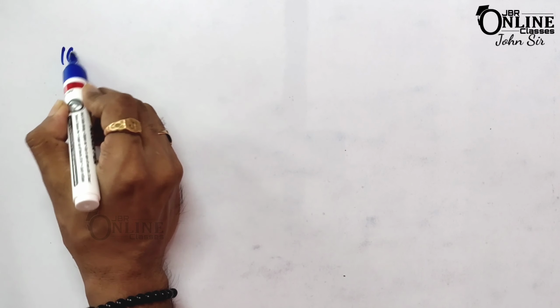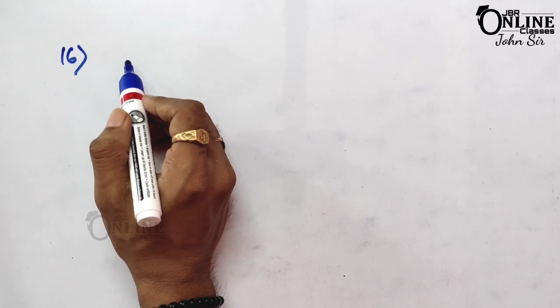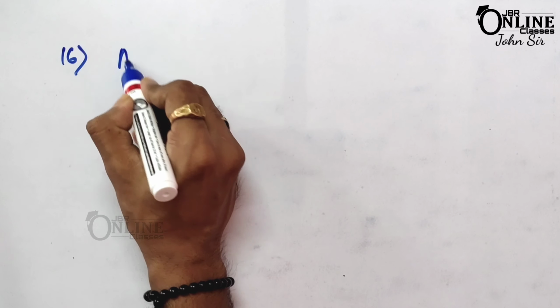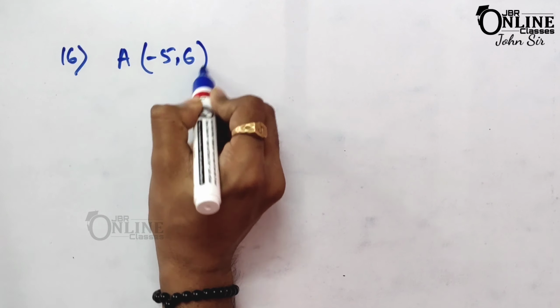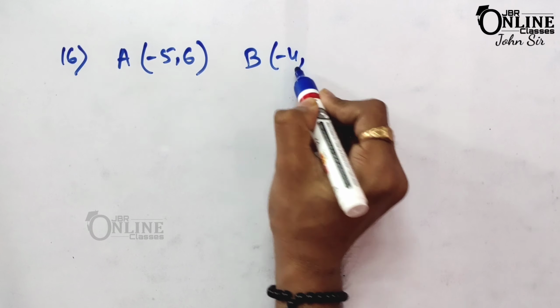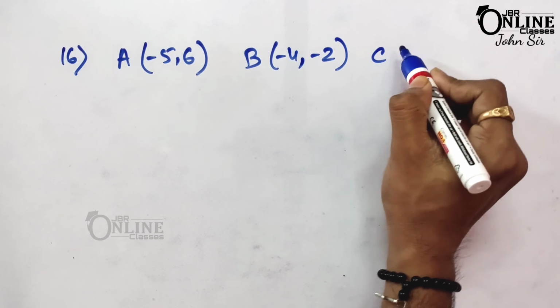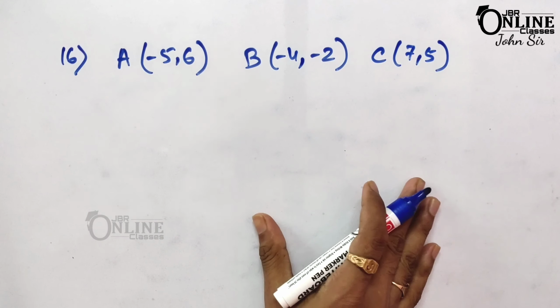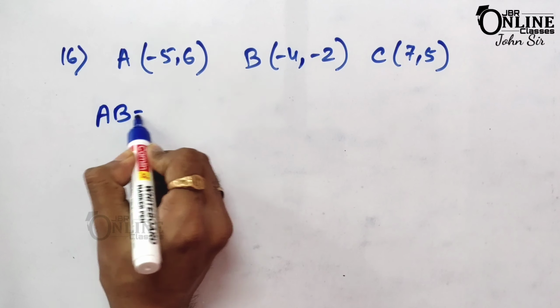Now next one, sum number 16. In sum number 16, name the type of triangle formed by here A 5 6, B minus 4 minus 2 and C, that is 7 5. So first you have to find out the length of three sides.